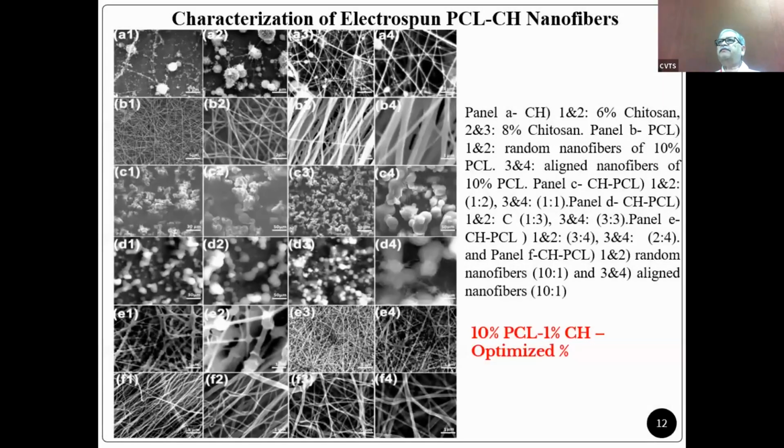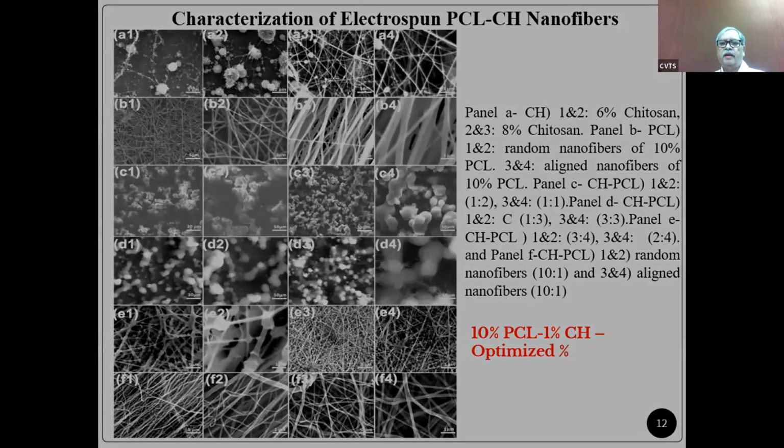So you can see this is the first experiment when we tried to align the fibers and see which combination of the fibers, which is PCL and chitosan. So finally, after doing so many combinations, we found out 10% PCL, polycaprolactone, and 1% chitosan is a mixture which is giving the good fiber on top of the bovine pericardium.